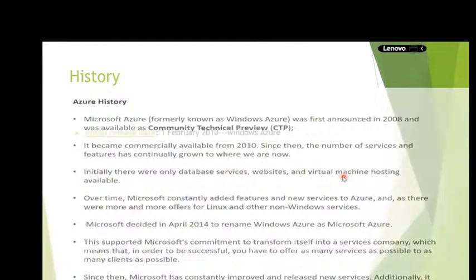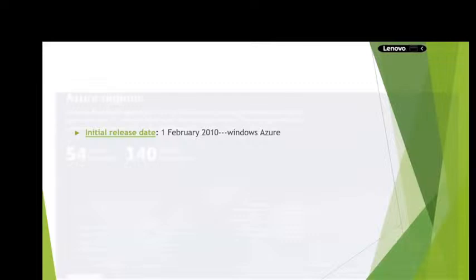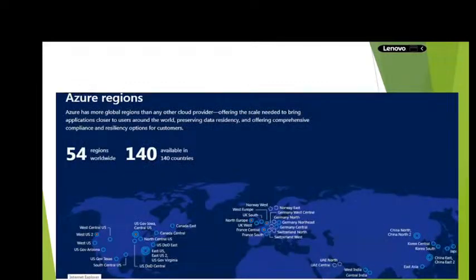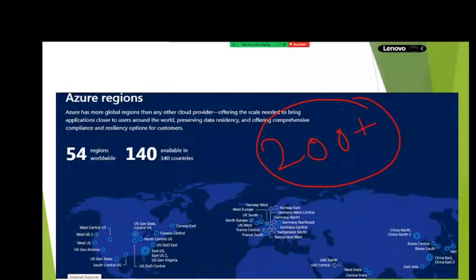Okay, I am telling you why Microsoft Azure, why not AWS. Microsoft has around 200 plus data centers, guys. Around the world, they have 200 plus data centers. No other cloud has this many data centers. This is the biggest and first organization which has installed this many data centers. Next, that is what they have directly mentioned: Azure has more global regions than any other cloud provider. Here, other cloud provider, I can say, means AWS.